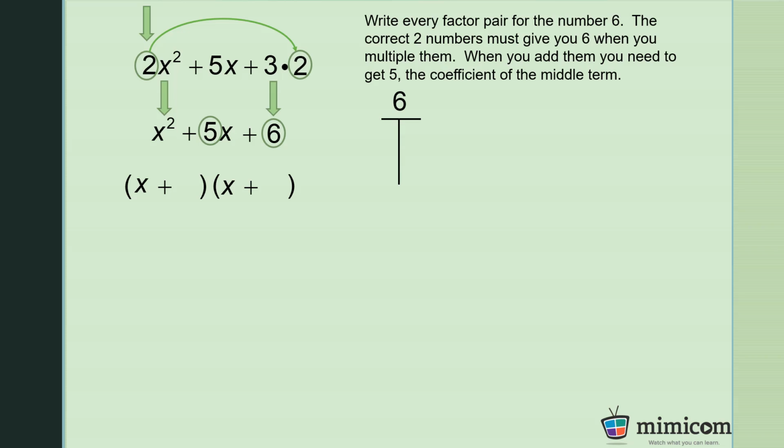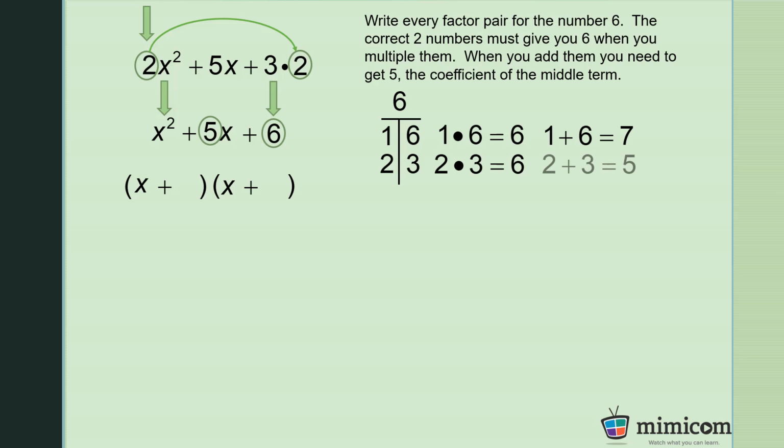We'll use a table. Our first pair of numbers is 1 and 6. 1 times 6 equals 6. 1 plus 6 is 7. We need the number 5. Those two numbers won't work. Our next two numbers are 2 and 3. 2 times 3 equals 6. 2 plus 3 equals 5. So now we can use the numbers 2 here and 3 here. They're the right numbers to use in this step.